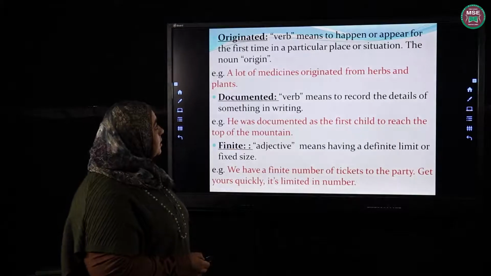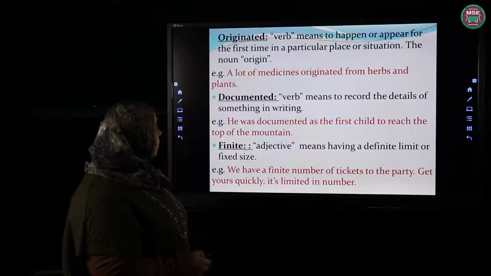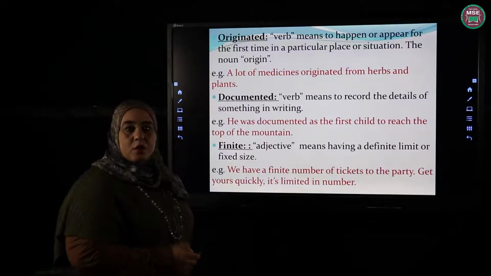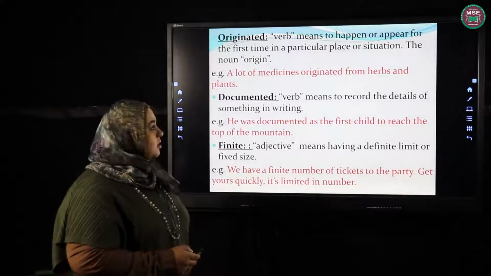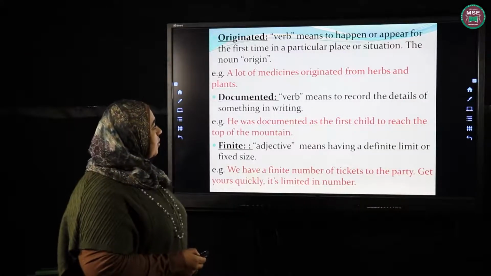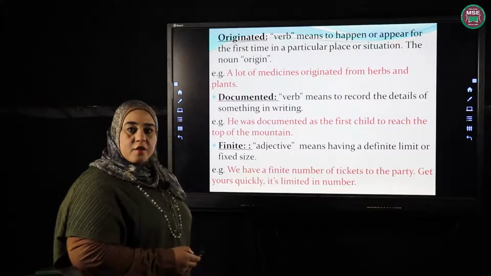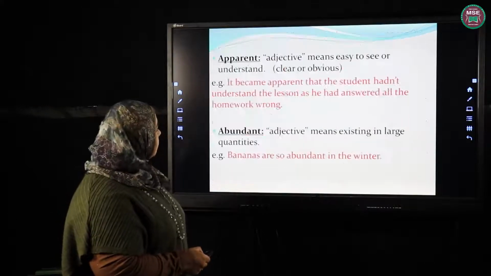It's a verb, means to happen or appear for the first time in a particular place or situation. The noun is origin. When something you find it in the first place, that is its origin in this place. A lot of medicines originated from herbs and plants. The origin of this medicine is herbs and plants.